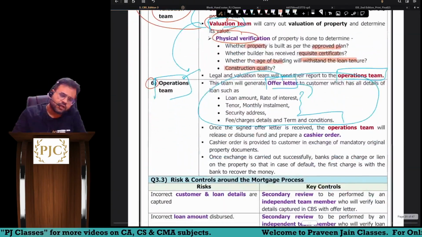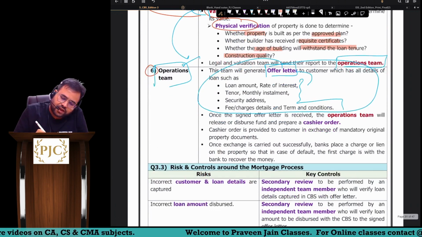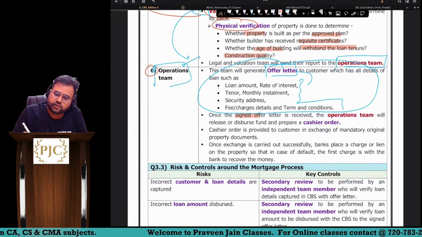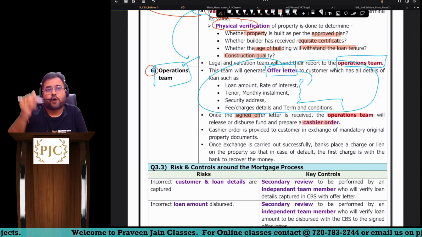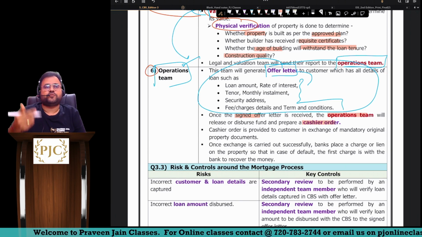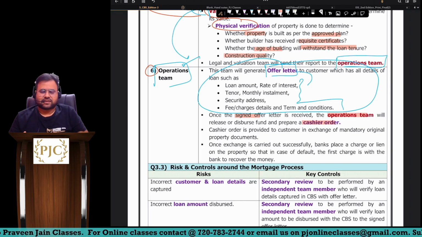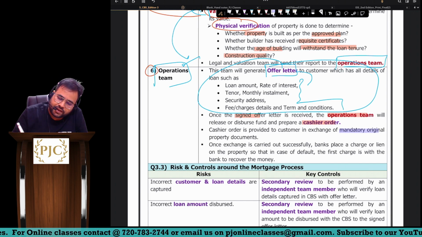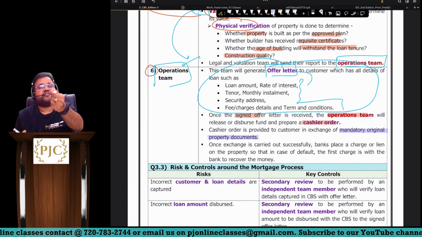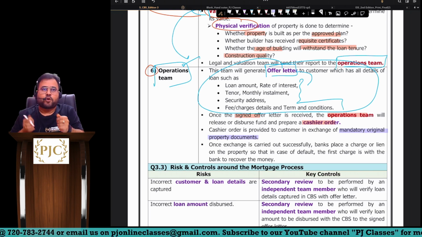Now, sir, the offer letter is accepted and notarization is obtained. Now the signed offer letter will be given to the operation team. Now the operation team is going to disburse the loan amount, sir. They may give you a cash order, that is a check, etc., sir. That check we will hand over only if we obtain the original documents. So with one hand we will give the check and with the other hand we will obtain the property documents, sir.